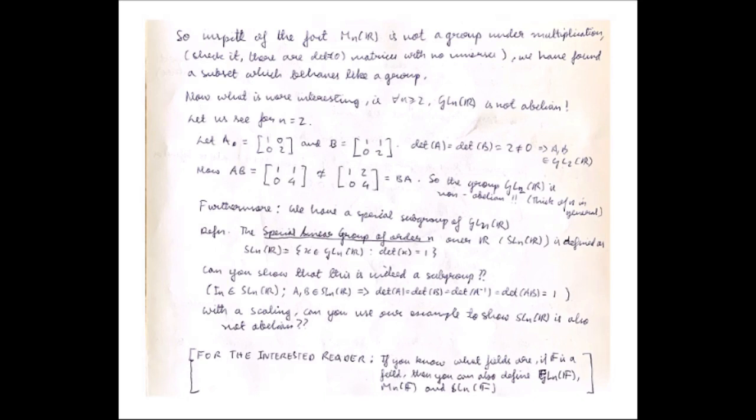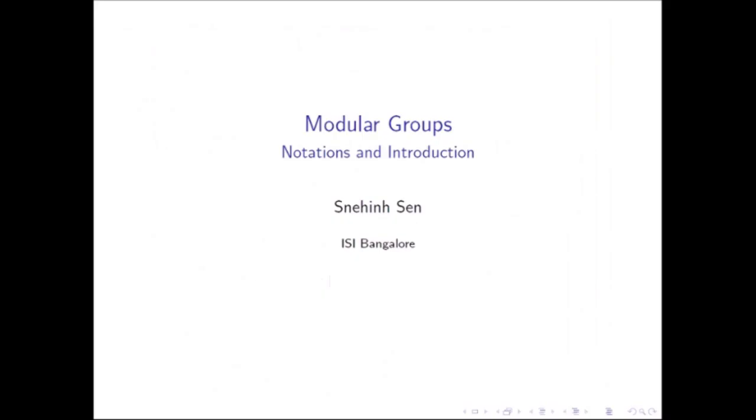For the interested readers, I leave a note over here. If you already know what fields or rings are, GL_n(F), M_n(F), SL_n(F), and in fact SL_n(R), M_n(R), all these make sense, where R is a ring. But this won't be required in this course and might require a bit more knowledge about groups and other algebraic structures.